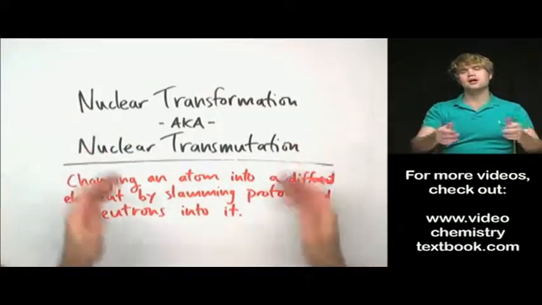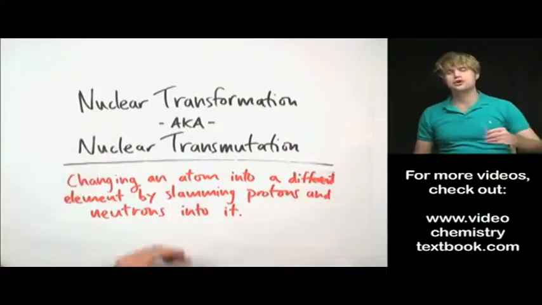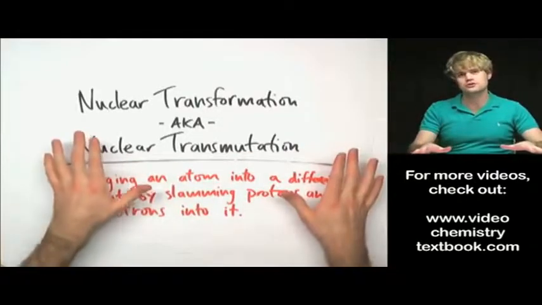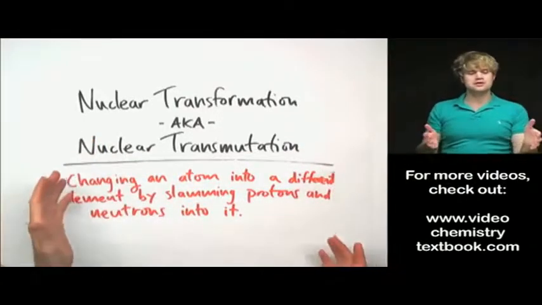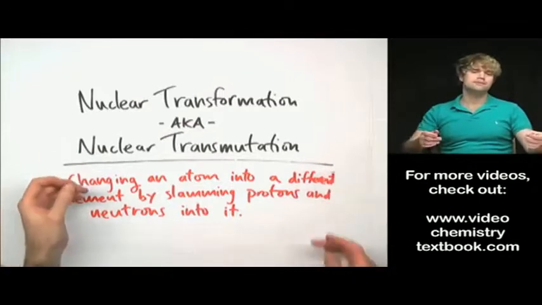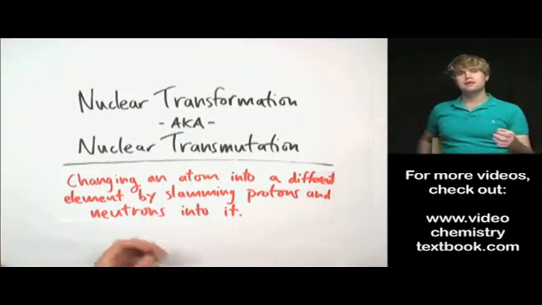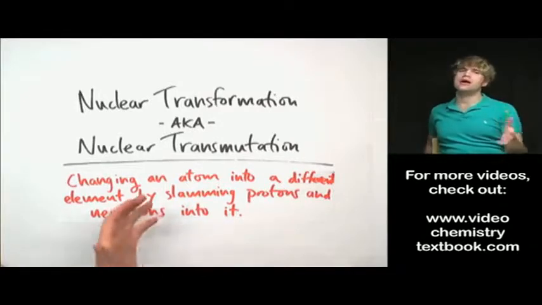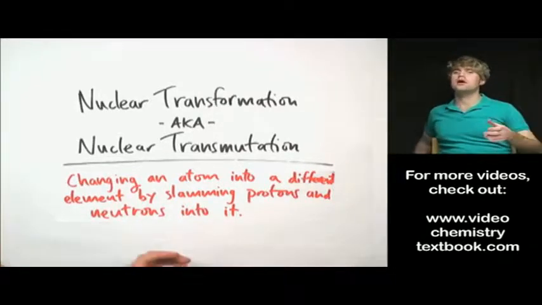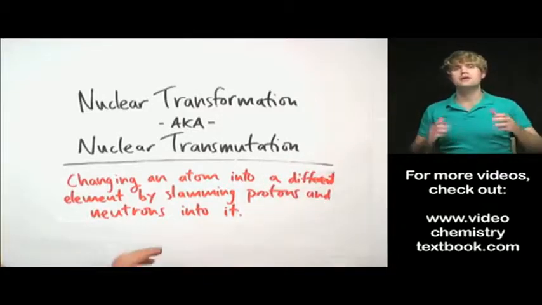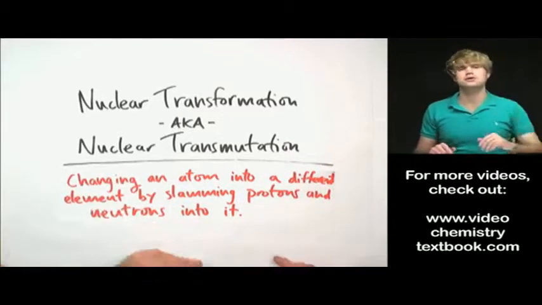So that's what we're going to talk about in this video. We're going to talk about nuclear transformation. We're going to talk about how to write equations for it. And then we're going to see how nuclear transmutation can be used in the lab to make elements that we can't find in nature. These are called the transuranium elements, and all of them have atomic numbers above 92.